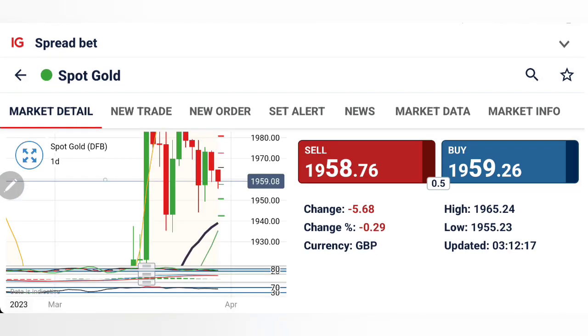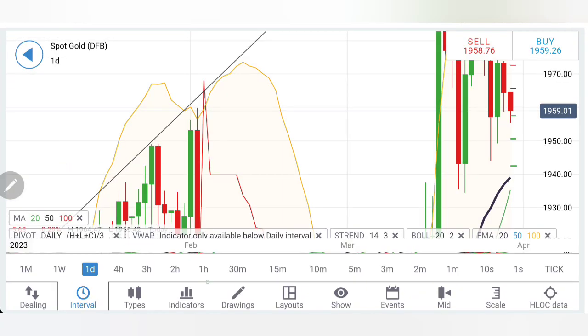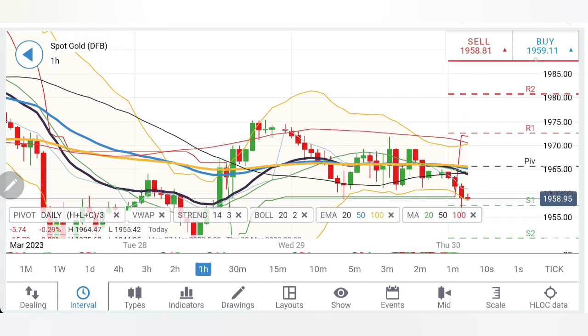Let's start. First we'll look into gold followed by silver. Do watch till the end. Do listen to it carefully. Do note down the levels and trade as per the levels.